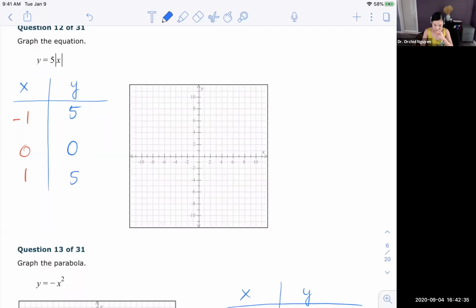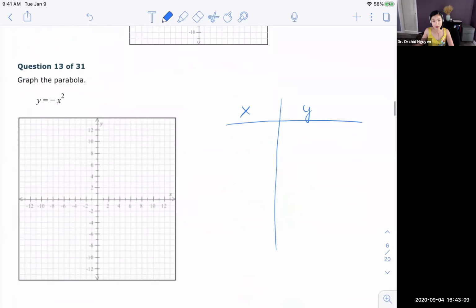Okay, so graphing 0, 0, negative 1, 5, and 1, 5, so it's right here. I'm going to do 2 as well. So negative 2 should give you 10, and positive 2 should give you 10. There we go. V shape, okay? So hopefully you still remember that. Moving on to number 13.